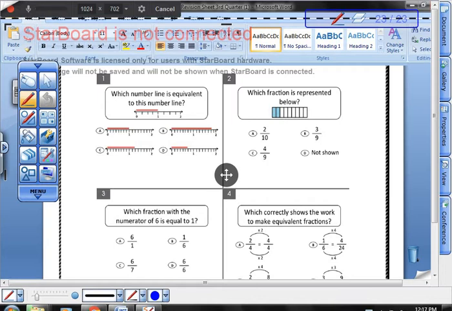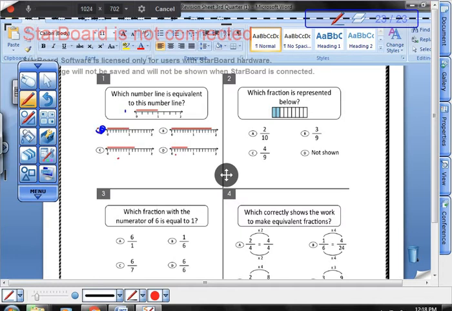Here we have number 1, which number line is equivalent to this number line. As you see, we have a number line, and do you see this red line? This is our fraction. We need to see which one of these choices is equivalent to this one. So it's clear, it's A. Equivalent means an equal amount, okay? It's exactly 1, and here this is greater than 1, almost 2, and this is less than 1, this is greater than 1, this is exactly 1, okay?